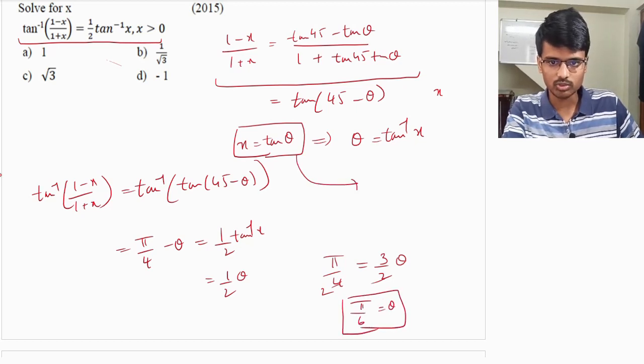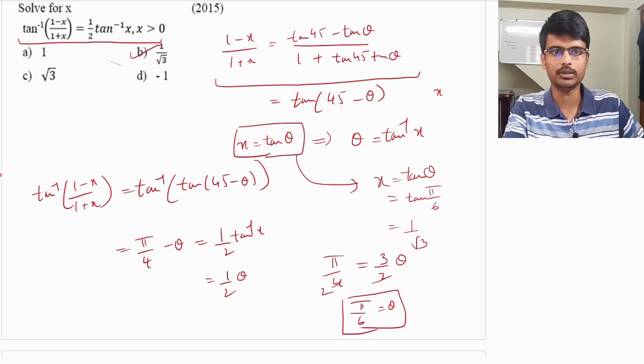So they are asking us what is the value of x. x is equal to tan theta, right? And I know the value of tan 30. Pi by 6 is tan 30. Tan 30 is 1 by root 3. So the correct answer is option B.